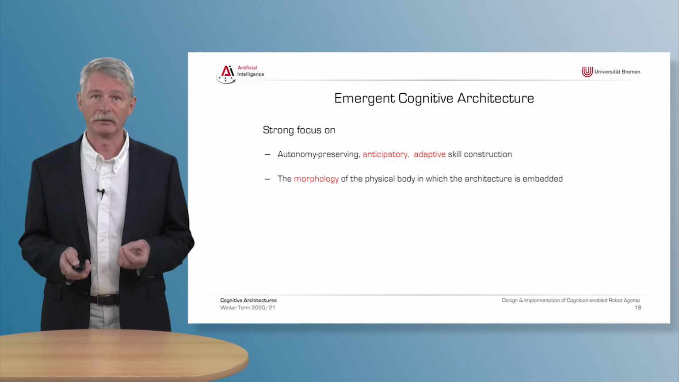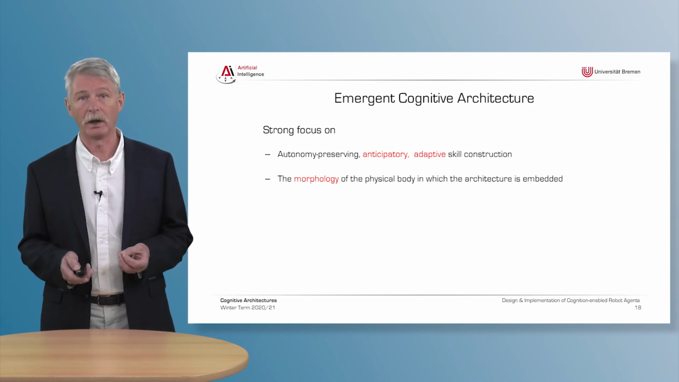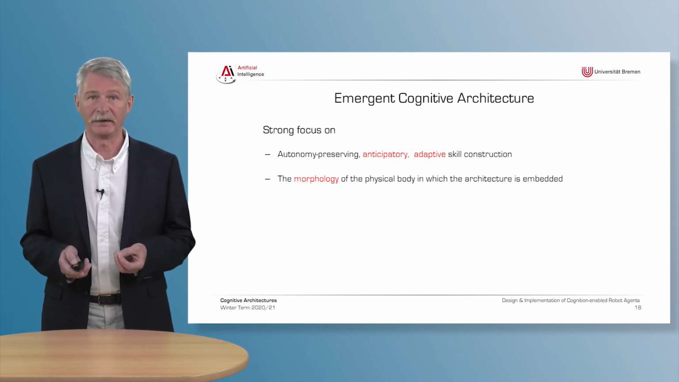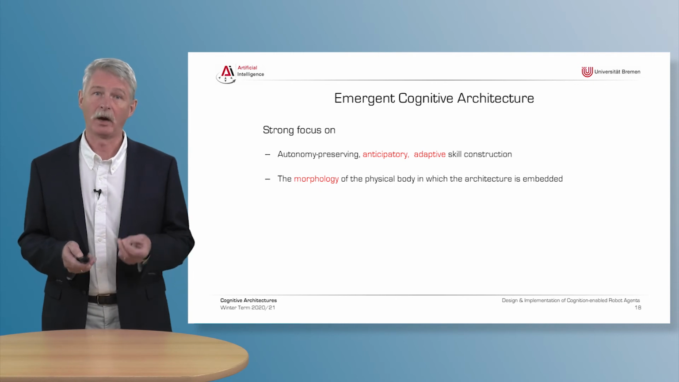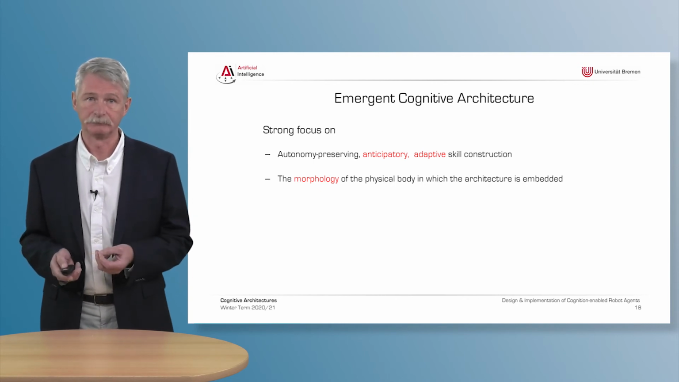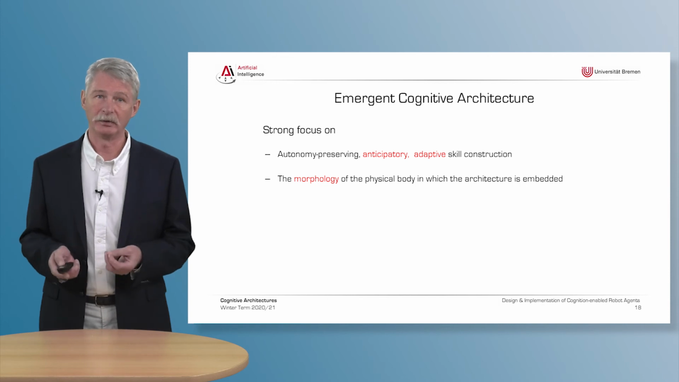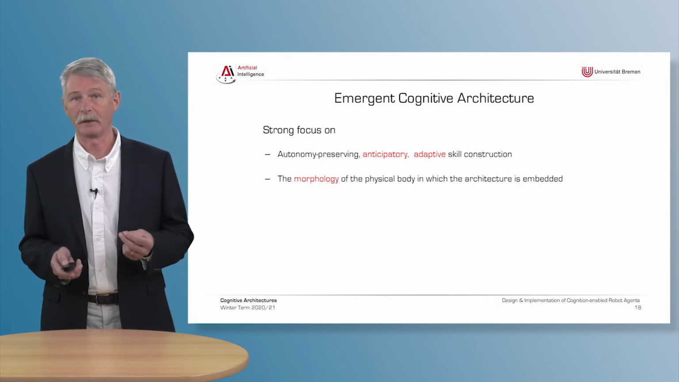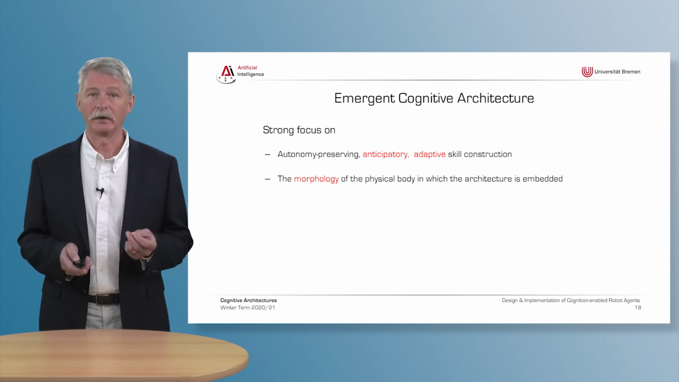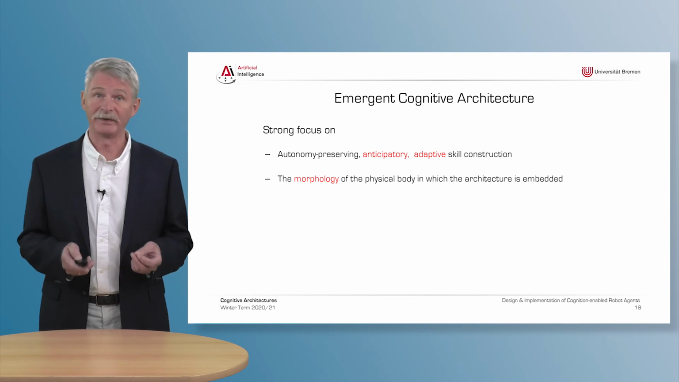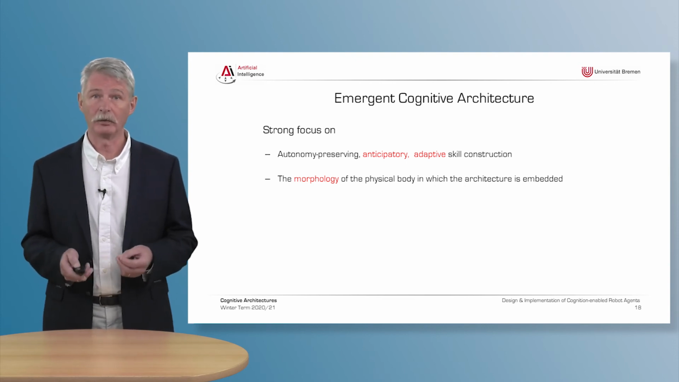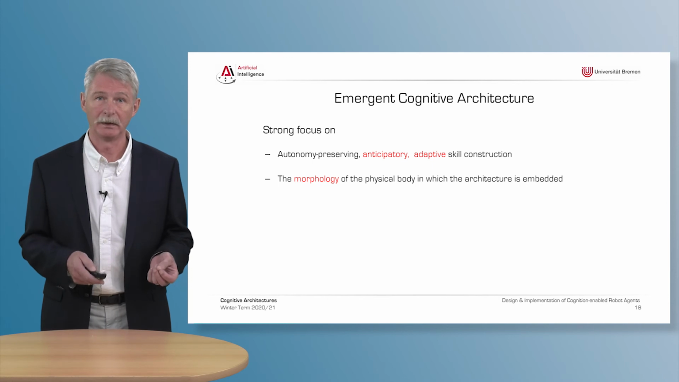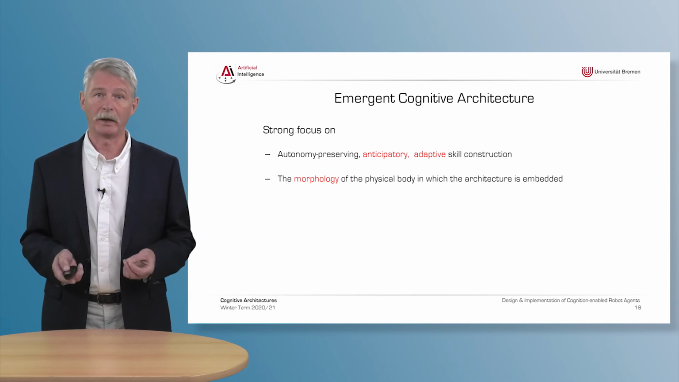An emergent cognitive architecture, then, is focused more on the developing skills than on acquiring knowledge. Skills that use anticipation, skills that are adaptive, and skills that are used to maintain the autonomy of the cognitive agent. And because the body of the cognitive agent has an impact on what skills can be acquired, it also focuses on the shape, the kinematics, and the dynamics of the agent's body. That is, the agent's morphology.